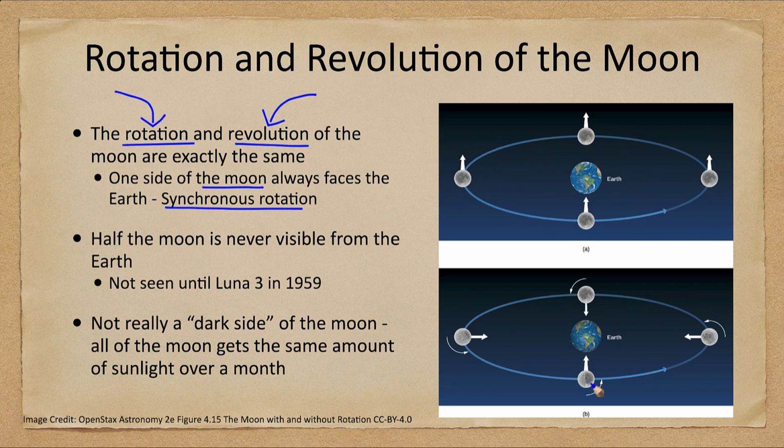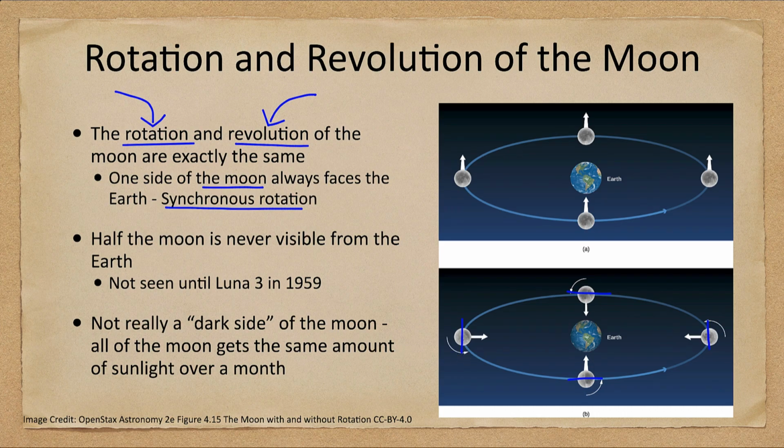However, when it rotates and revolves at the same rate, one feature on the moon pointing toward Earth is always pointing toward Earth. And what that means is there's half of the moon that we always see, and it's always the same half no matter when you look at the moon. And then the other half is never seen.